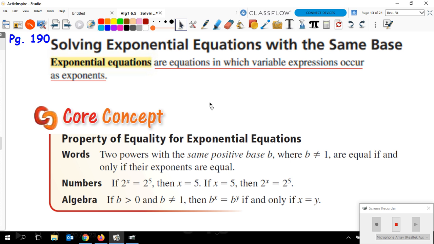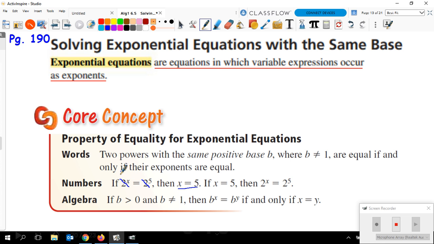And you can see the core concept right there on the same page. We can see how we can talk about it in words. Two powers with the same base b are equal if and only if their exponents are equal. So we can also look at the numbers. If 2 to the x power is equal to 2 to the 5 power, then we can just say x equals 5. Since the base is the same, they're both a base of 2, 2 to the x, 2 to the 5th, we can just cross out those bases. They cancel each other out, and now what's left is the equation for the exponents. So x is equal to 5.